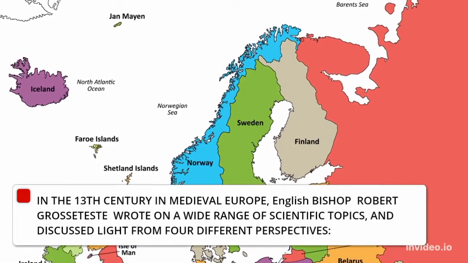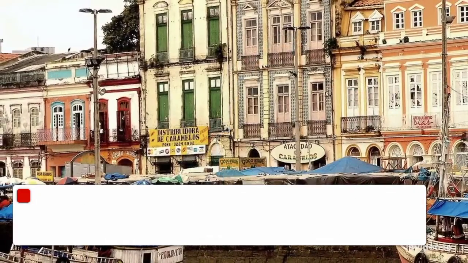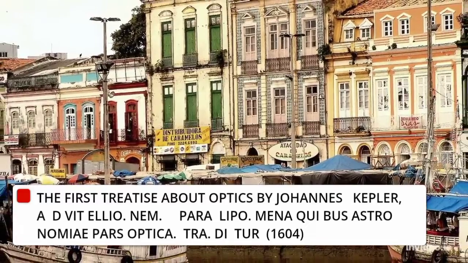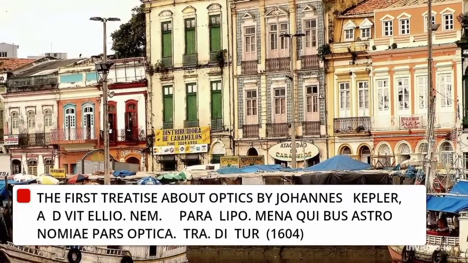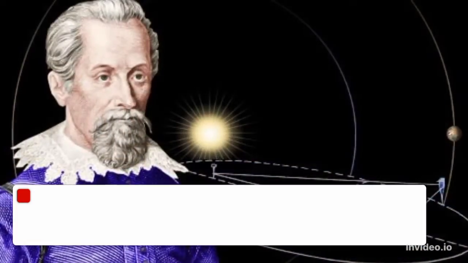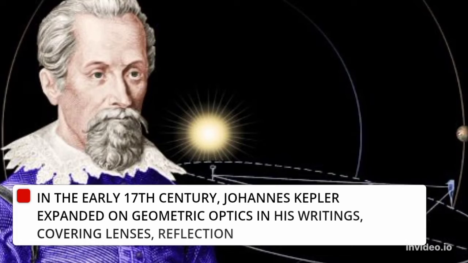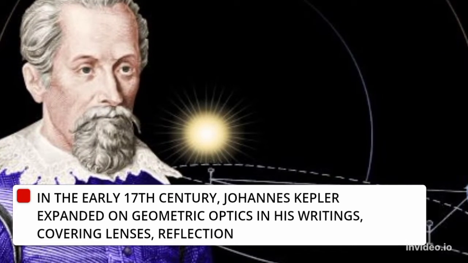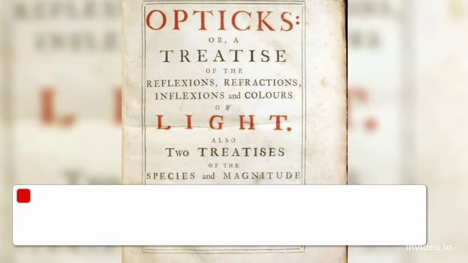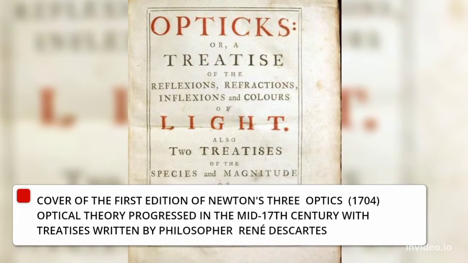and discussed light from four different perspectives. First treatise about optics by Johannes Kepler, Ad Vitellionem Paralipomena, Quibus Astronomiae Pars Optica Traditur, 1604. In the early 17th century, Johannes Kepler expanded on geometric optics in his writings, covering lenses, reflection. Cover of the first edition of Newton's Opticks, 1704.